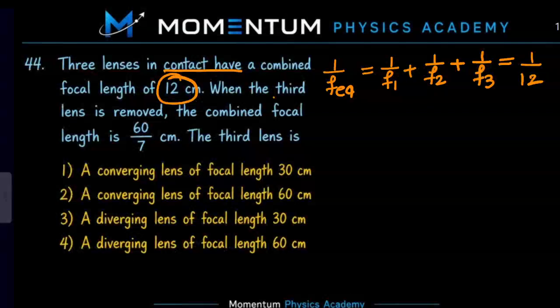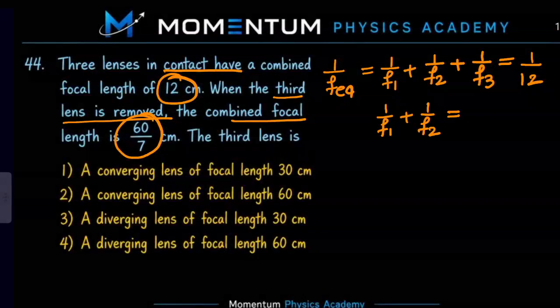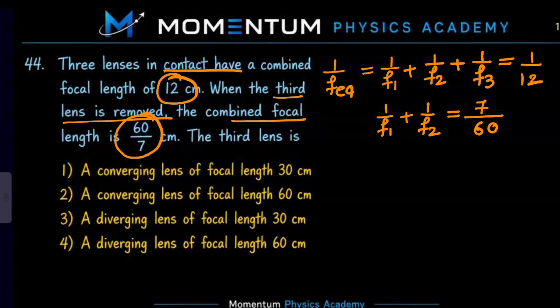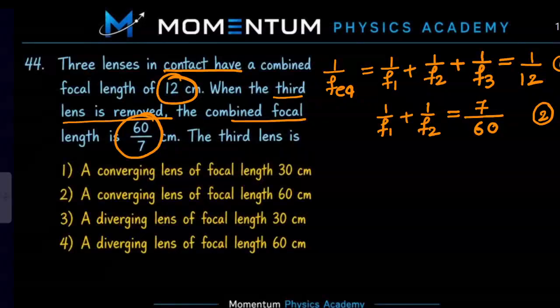Now they are saying the third lens is removed. F3 is removed. Then what do we have? That is 1 by f1 plus 1 by f2 only, equal to the equivalent focal length. In this case, when the third lens is removed, the equivalent focal length is given as 60 by 7. Reciprocal means 7 by 60. Now this is equation 1, this is the second equation. Equation 1 minus equation 2, I will do, first equation minus second equation.